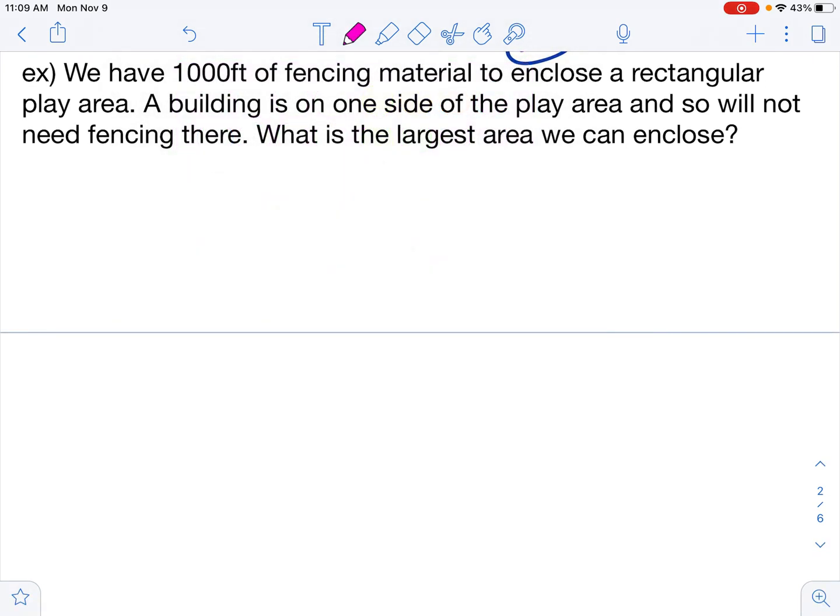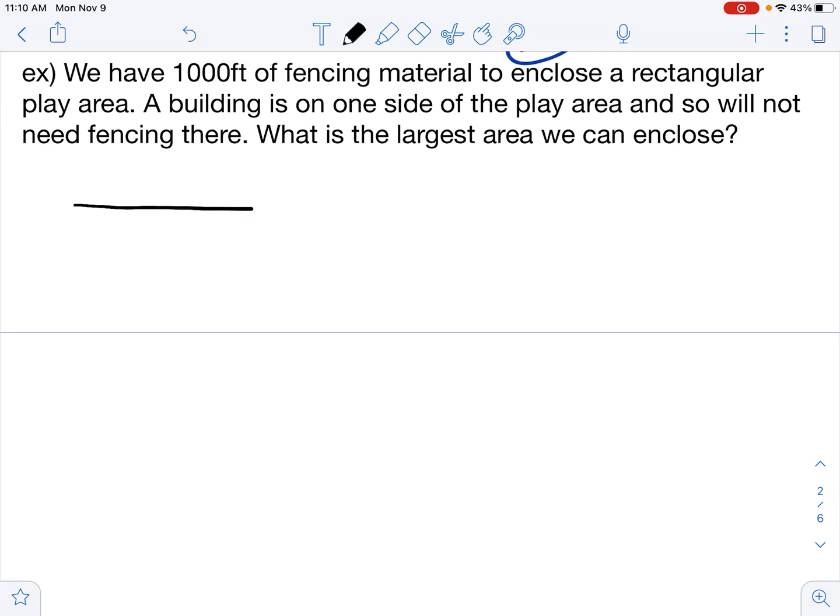Okay, one more example here for this video. We have 1,000 feet of fencing material to enclose a rectangular play area. A building is on one side of the play area, and so will not need fencing there. What is the largest area we can enclose? So here we know we have 1,000 feet of material to work with. What's the largest play area we can enclose?